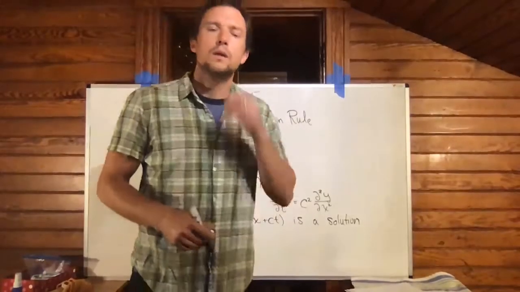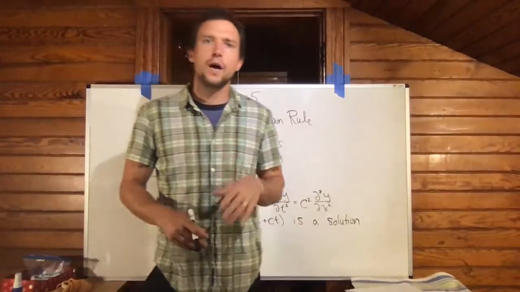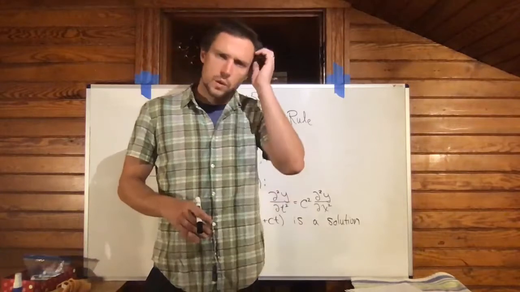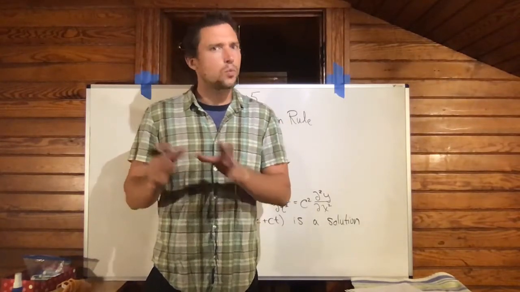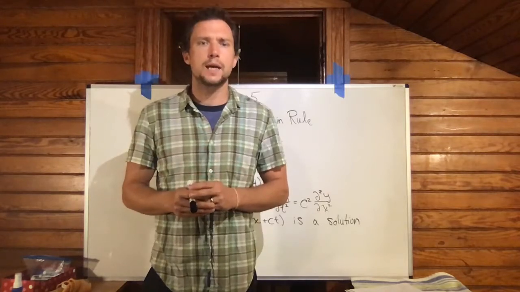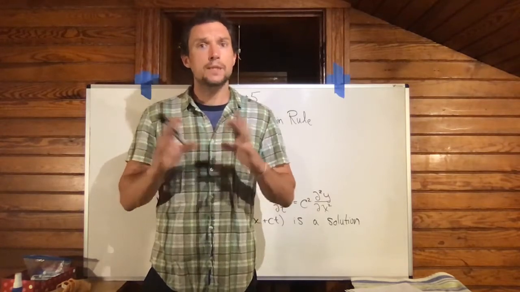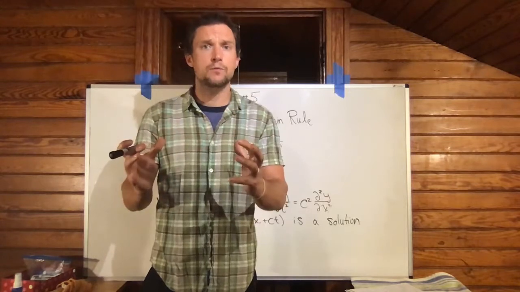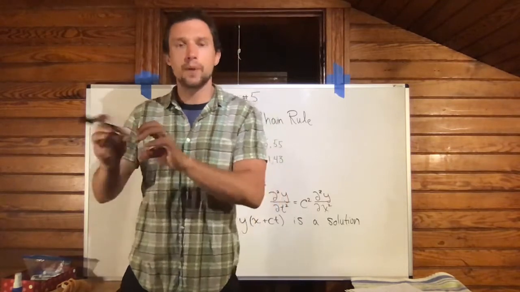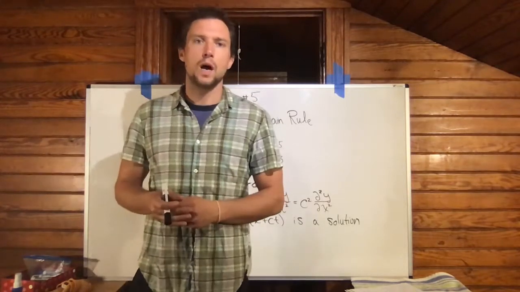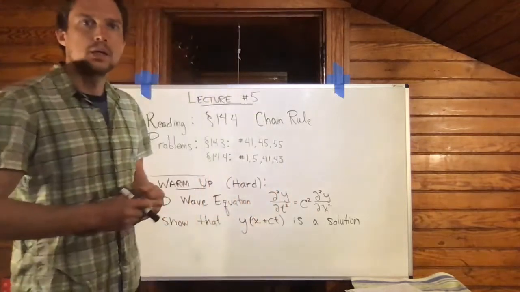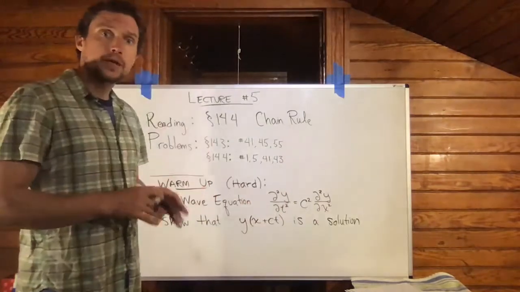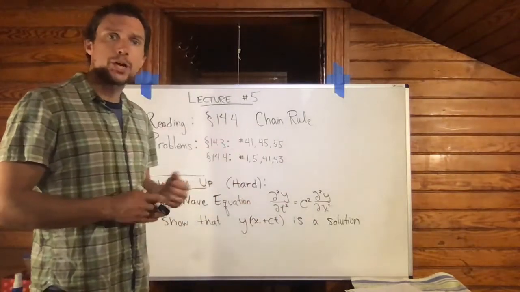All right, this is lecture 5, part 1. We're going to do this lecture a little bit differently because I didn't quite finish chapter 14.3 last time. So I'm going to have a separate section where I finish chapter 14.3, and then I'll separate that from when I start chapter 14.4. All right, so the reading for today is chapter 14.4. It's on the chain rule.